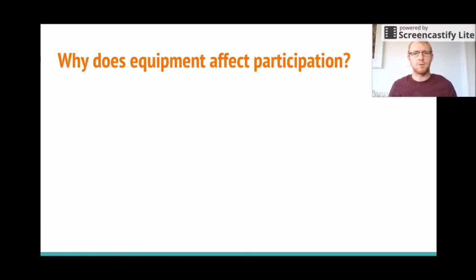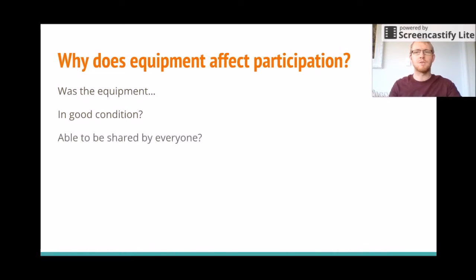So, why does equipment affect participation? Here are some prompting questions that you can ask yourself and think of if you think equipment may have affected your participation in a given activity. Was the equipment in good condition, or was it a bit crappy? Was the equipment able to be shared by everyone? Was there enough of it for everyone to participate? Was it interesting, or was it that same old tennis ball?